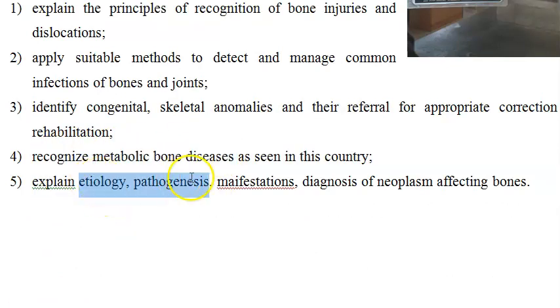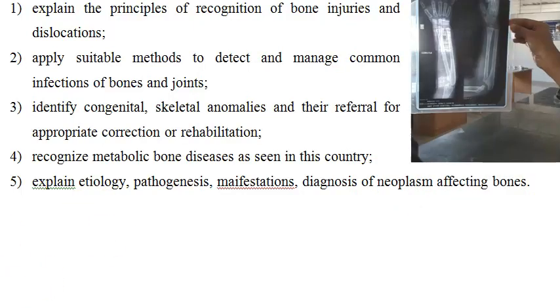Okay, then etiology, pathogenesis, manifestations and diagnosis of neoplasm affecting bones. Okay, that's like any cancerous condition affecting the bones. Okay, everything is related to bones here. Bone diseases because of the metabolic process in the body, right? Like parathyroidism and all that can affect the bone, isn't it? Thyroid, parathyroid and all, calcium, all that.